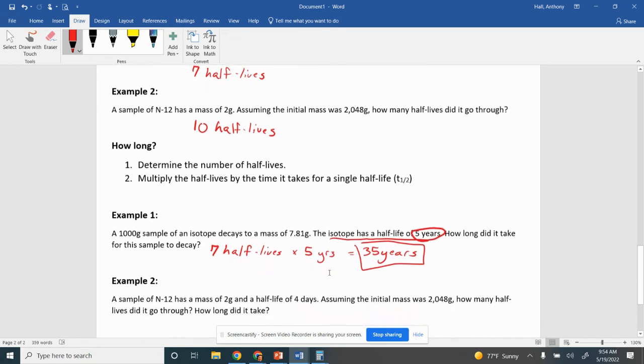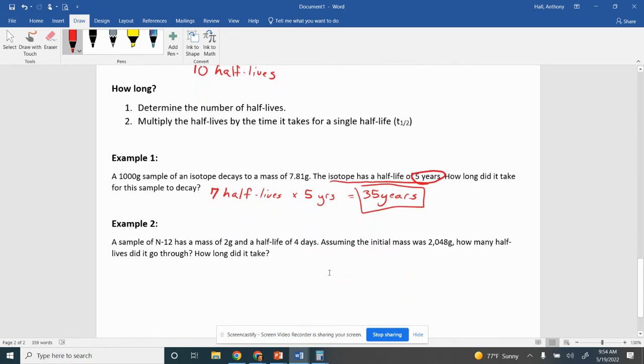Okay, let's come down to example number 2. Last one here. A sample of nitrogen-12 has a mass of 2 grams and a half-life of 4 days. So this is that additional information I gave you. Assuming the initial mass was 2,048 grams, how many half-lives did it go through? How long did it take?